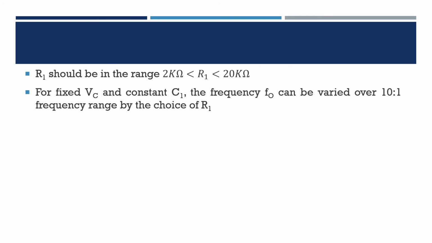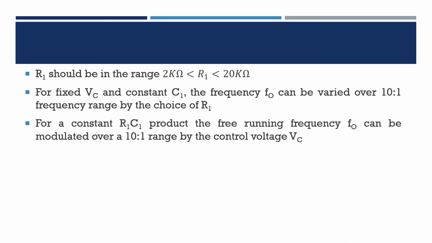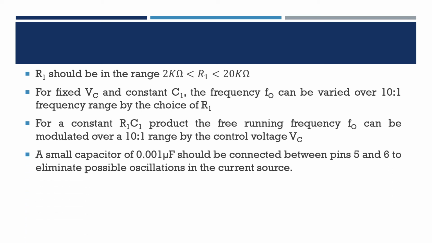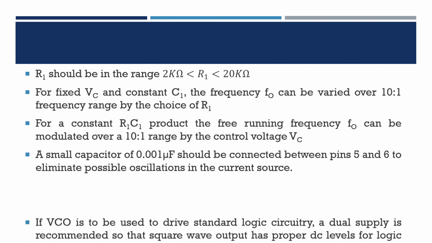For fixed VC and constant C1, the frequency f0 can be varied over a 10:1 frequency range by the choice of resistance R1. For a constant R1C1 product, the free running frequency f0 can be modulated over a 10:1 range by control of the voltage VC. A small capacitor of 0.001 microfarad should be connected between pin number 5 and pin number 6 to eliminate possible oscillations in the current source, if there are any. So a small value of capacitance is used.